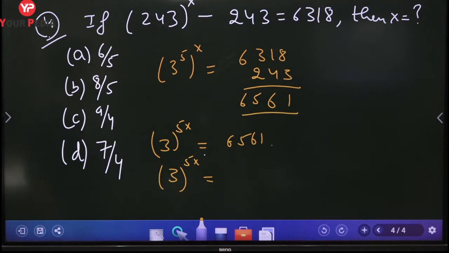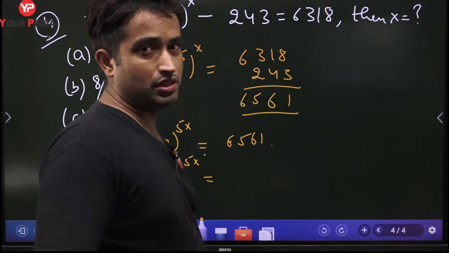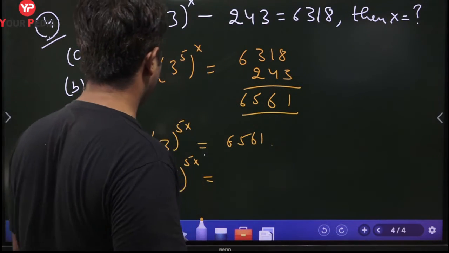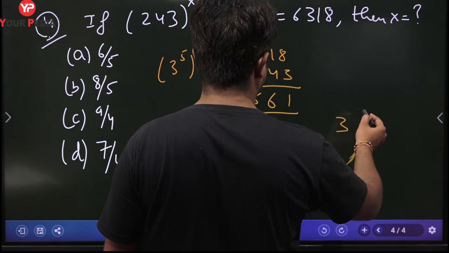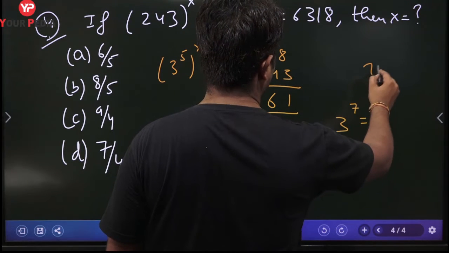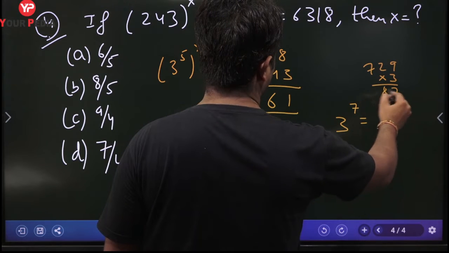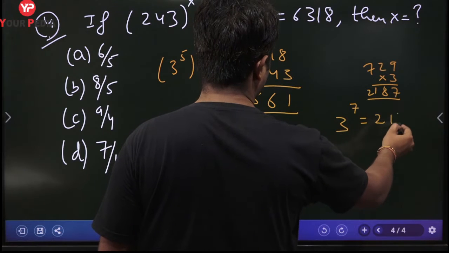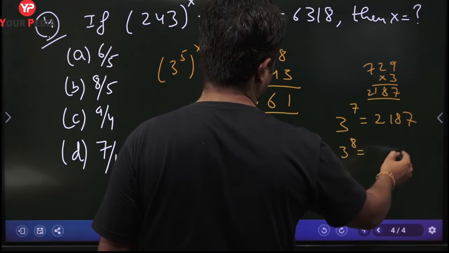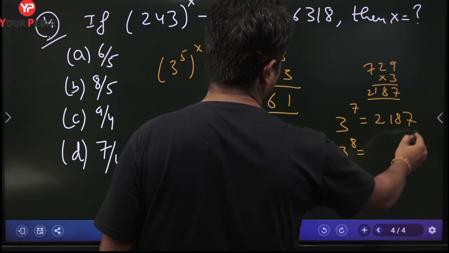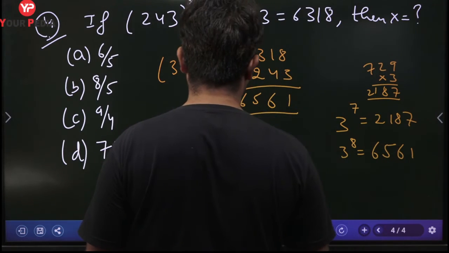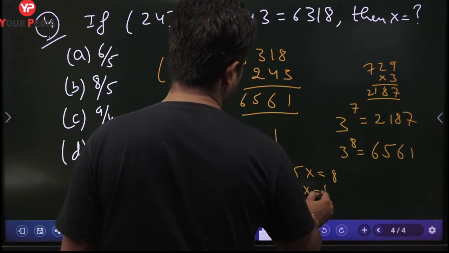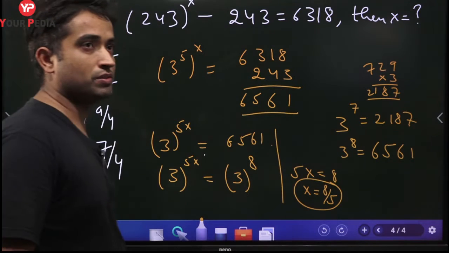Yes, 3 raised to power 5 is 243, 243 into 3 is 729, 729 into 3 is 2187. Then further when you multiply, 3 power 6 is 729, 3 power 7 is 2187, and what would be 3 power 8? That is 6561. So that is 3 power 8. So 5x is equal to 8, x is equal to 8 by 5. A one mark question can be framed.